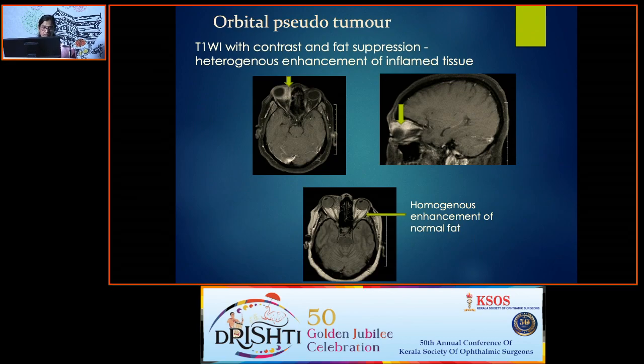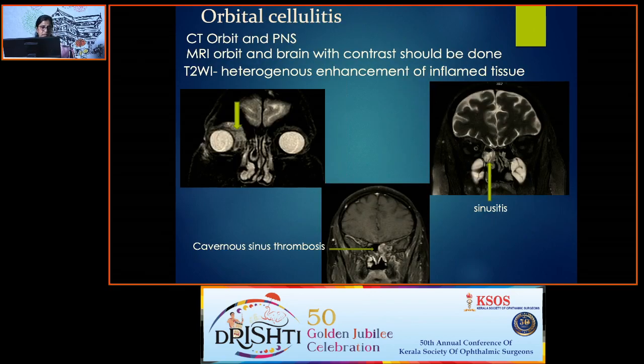When you suspect orbital pseudotumor, again MRI with contrast is indicated, and here it gives heterogeneous enhancement in normal orbital fatty tissue or homogeneous, so that we can differentiate whether it is inflammation or normal fat. In orbital cellulitis, CT scan orbit with PNS is indicated to rule out sinus infections, and when you suspect cavernous sinus thrombosis, MRI is indicated. Here again, any inflamed tissue gives heterogeneous enhancement.